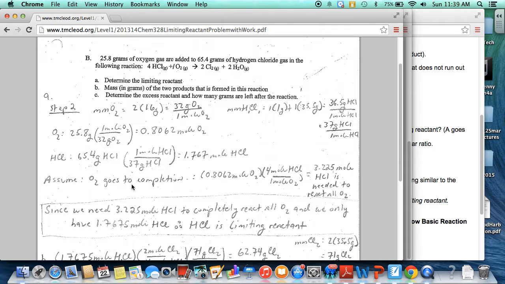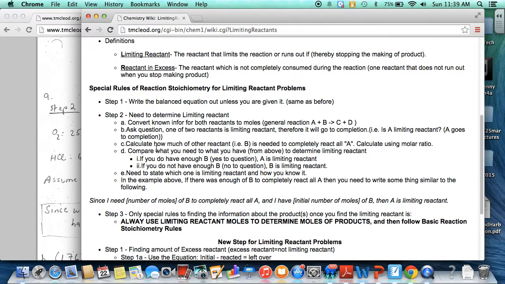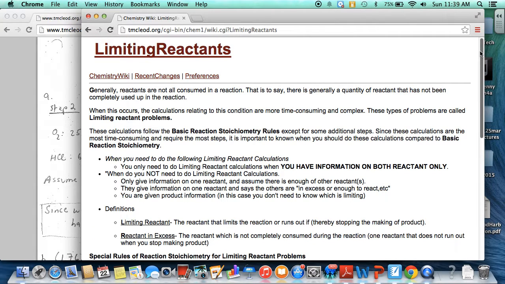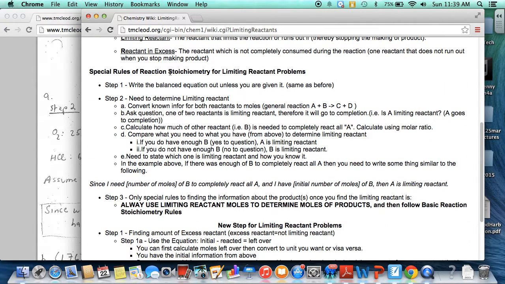I hope this helped, and if you have any additional questions, you can look at this again. The directions are written down in this handout. So the directions down here are what I just talked about.